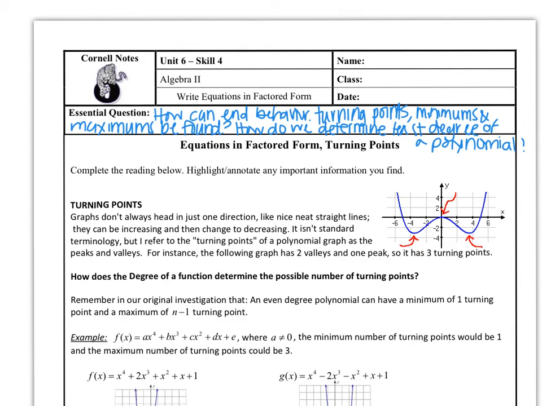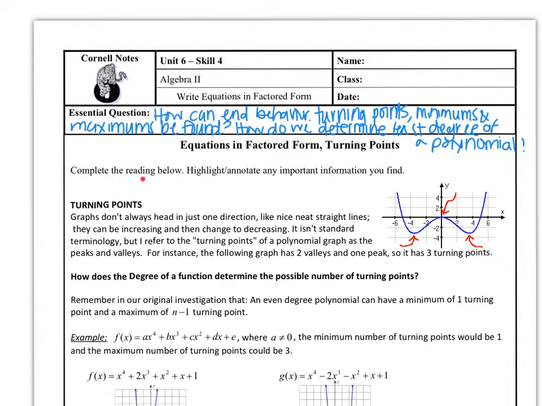We're looking at Unit 6, Skill 4. So this question here for your essential question is a little bit loaded, but it's because there's a lot to talk about here. However, it is kind of a review of what we've done, plus some new information like talking about turning points, local and absolute maximum and minimums, and then also the least degree of a polynomial. I know this is really messy, but that says the least degree of a polynomial.